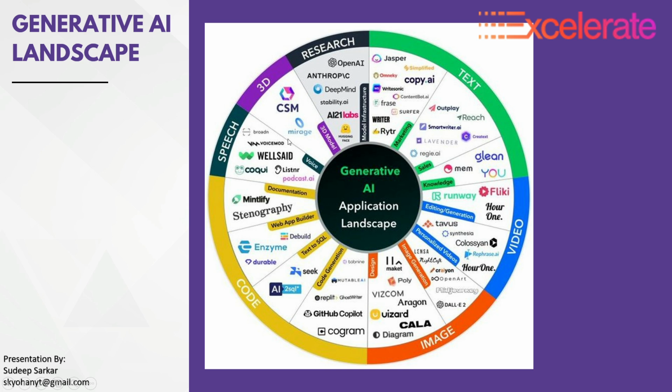3D model and 3D rendering, Mirage and CSM. Research based topics, OpenAI, Anthropic, Hugging Face. These are all extremely beneficial AI tools used for research. Text generation, most popular currently in the market: ChatGPT, Copy.ai, Outplay, Reach, Lavender, Regie, You, Glean. These are all text-based tools. Then video-based, the most popular one, Runway ML, is extremely useful to create text to video and images to video.